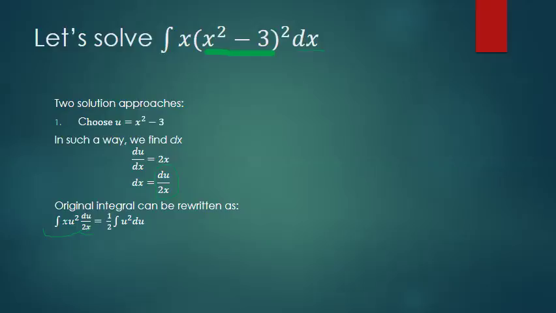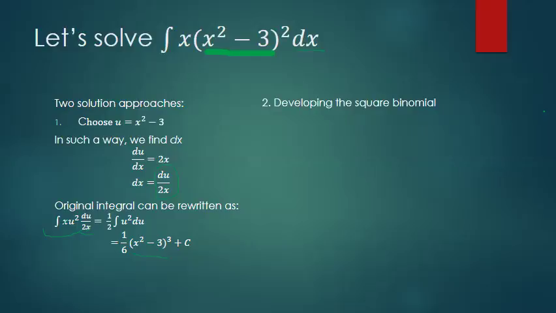we can use the power rule to find the solution for this equation. And it will be u^3 over 6, and since u is equal to x^2 - 3, we can replace it, as you can see in the solution.